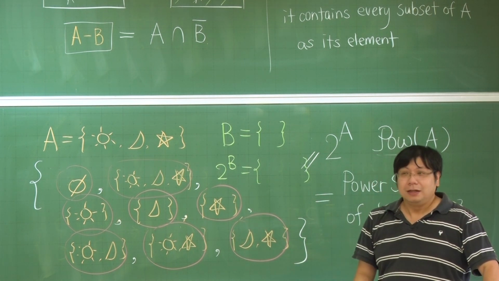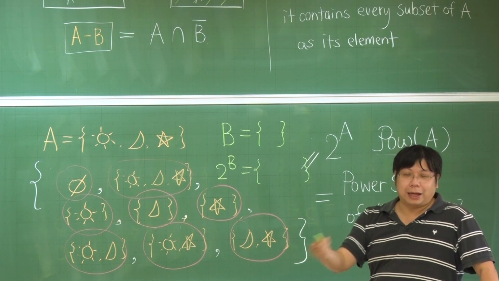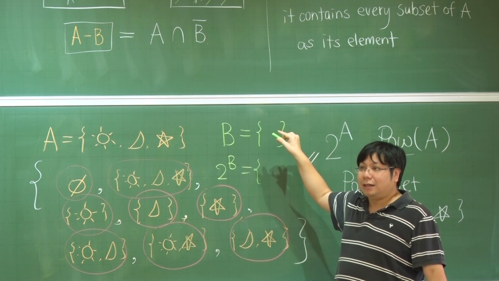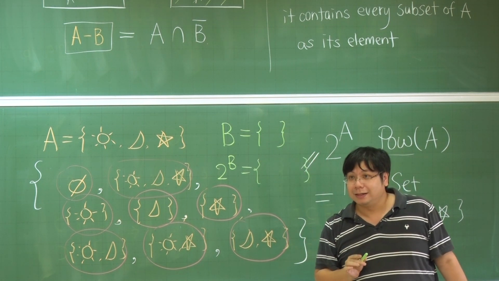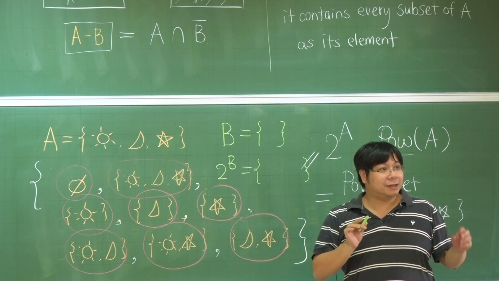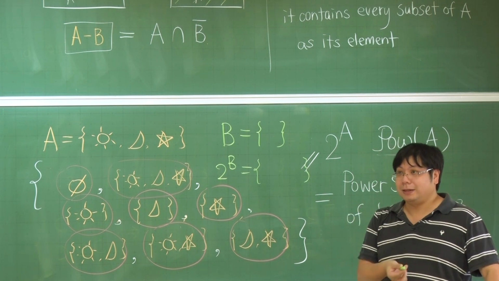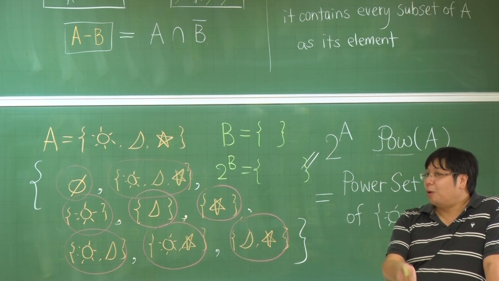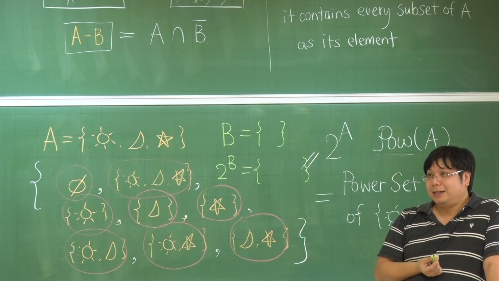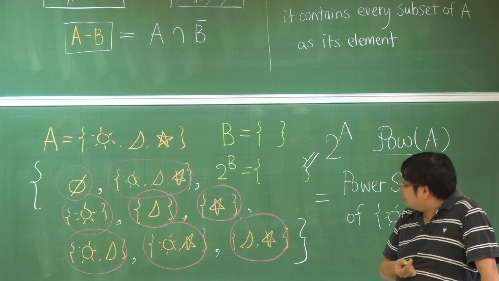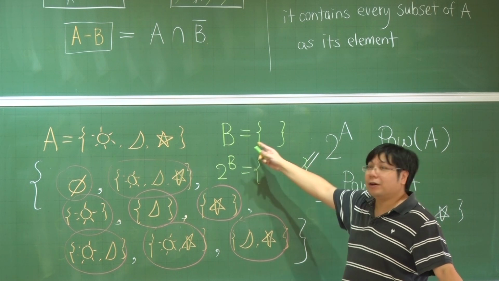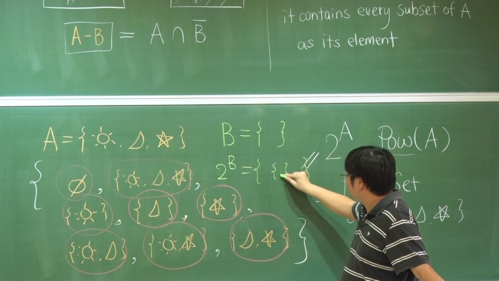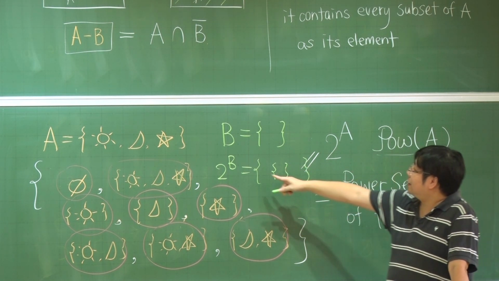Okay, go back to the definition. I have a set B, right? Does B contain any subset? Is there any set which is a subset of B? The empty set. Remember, the empty set is always a subset of every other set, right? So the empty set is a subset of B. So the power set of B contains at least one set, the empty set. This is the power set of B.